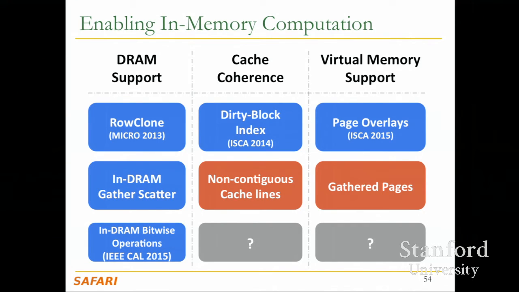But basically, we need support across the entire system. This is from his proposal, and he's completed all of this, so he's ready to graduate, I believe. The blue parts. But basically, we have a paper coming up on in-DRAM gather scatter. And I'll hopefully give you some hope by talking about in-DRAM bitwise operations. But we need cache coherence support, and we also need some virtual memory support that I'm not going to talk about.